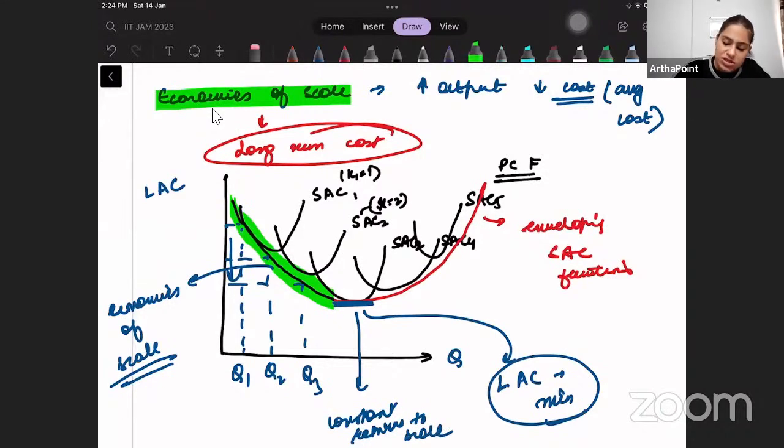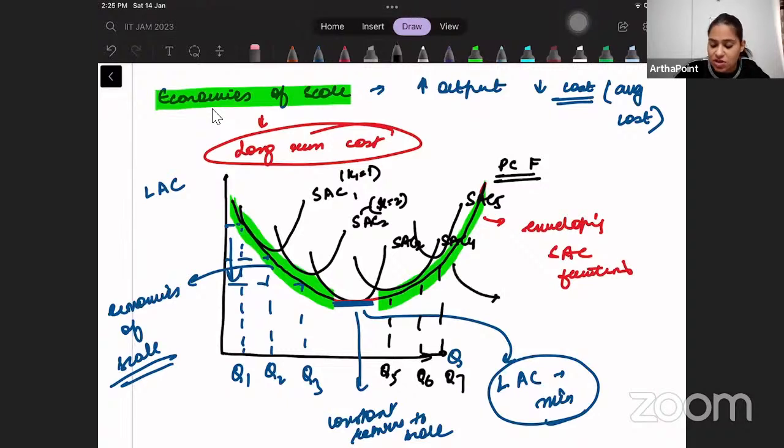And if you notice here, what is happening? As my output is increasing from Q5 to Q6 to Q7 and so on, my cost is also increasing. So if my cost is increasing, I have diseconomies of scale.